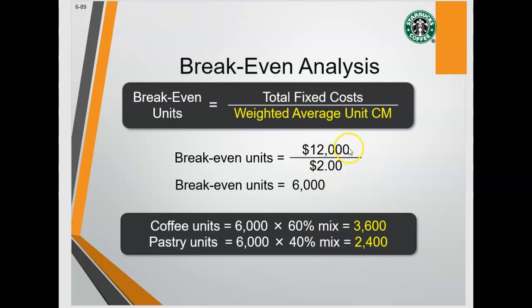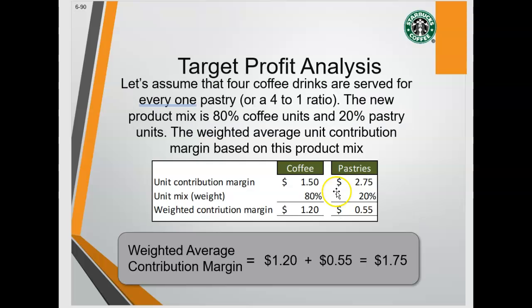We'll take the fixed cost, and again, this is a number that came up multiple times in our prior work about Starbucks, that their fixed cost is estimated to be $12,000 at this location. The weighted average contribution margin is $2, so we need to sell 6,000 units in order to break even. We'll take that 6,000 units, 60% coffee, 40% pastry: 3,600 coffees and 2,400 pastries in order to break even. It's pretty straightforward when we're talking about two kinds of products at this location.